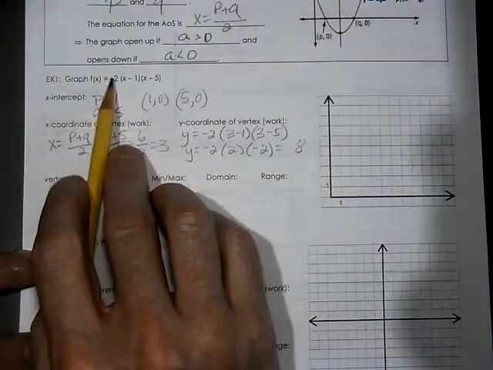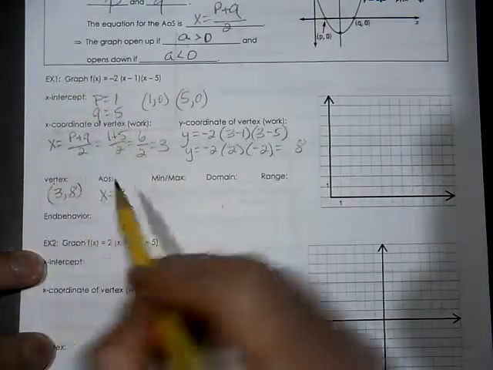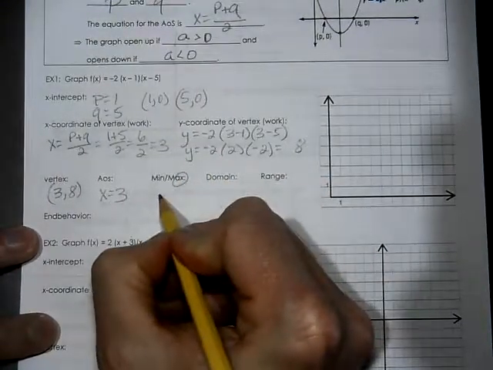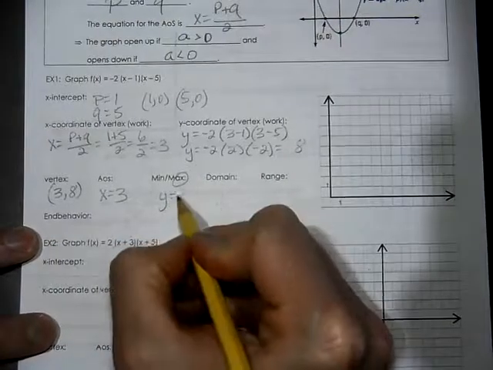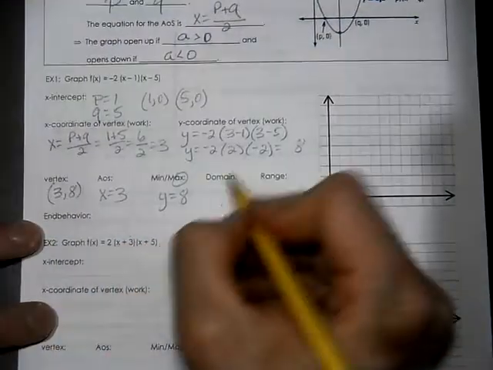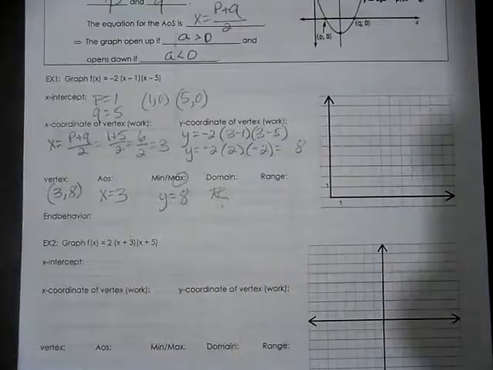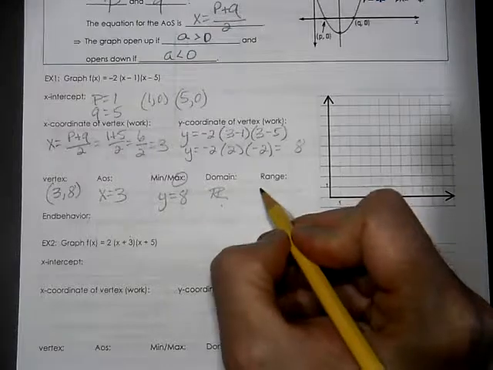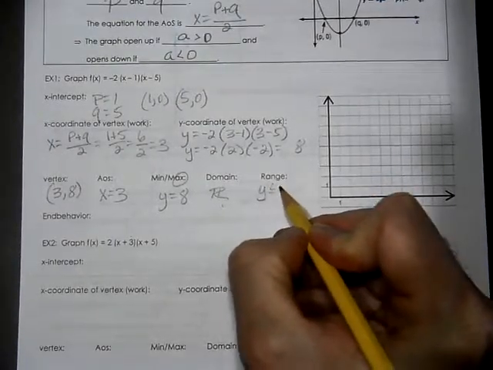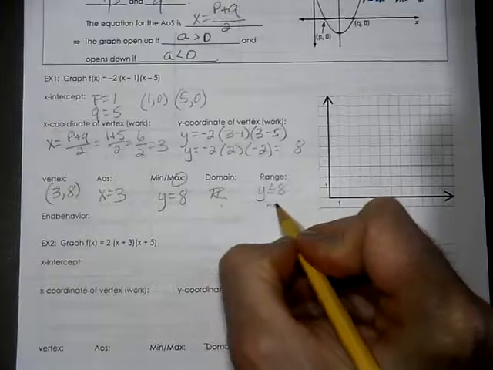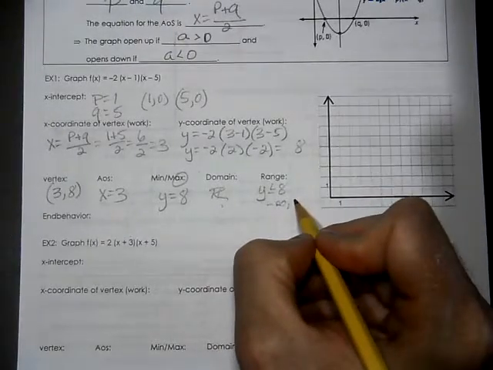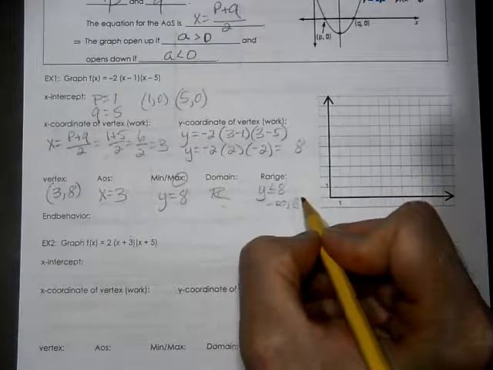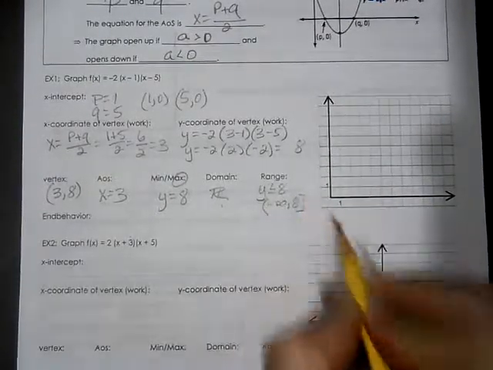Since the a value is negative, we know it opens downwards, so it's going to have a maximum value, and that's going to be where the vertex is at, so maximum value of 8. The domain is always all real numbers for quadratics. The range, since it's going downwards, is going to be y is less than or equal to 8. It includes the 8, but does not include the negative.